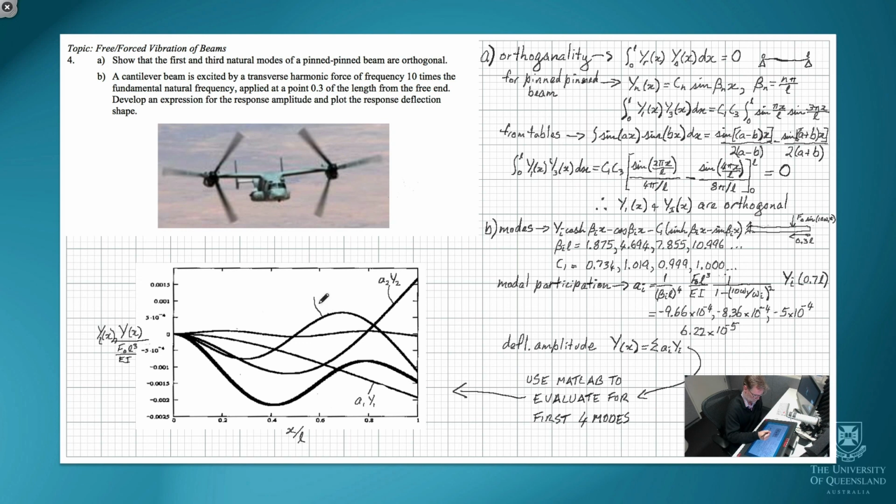The reason for that is that the forcing point is quite close to a node point. The third mode has two node points, so it goes down, up and down. And that's the one seen here. And finally, we have the fourth mode contribution shown there.